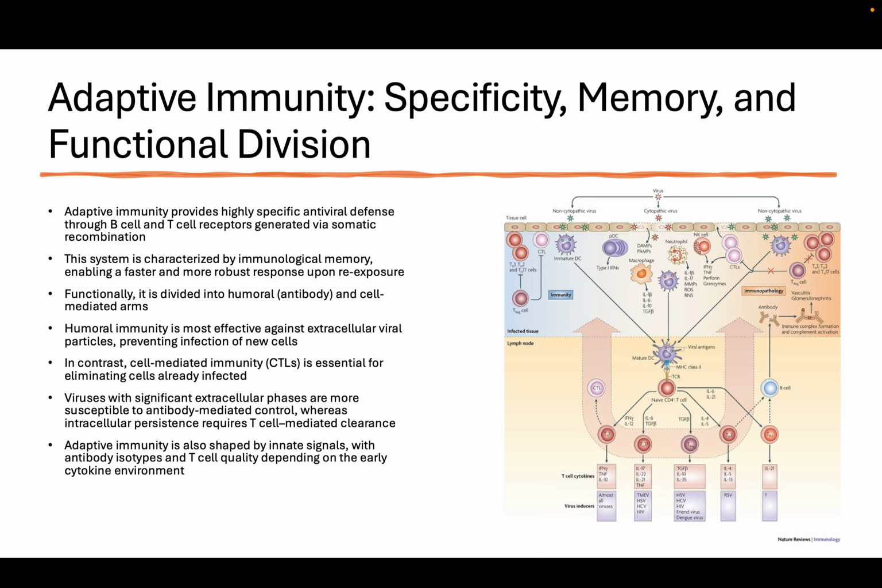We know that our adaptive immune system is divided into your T cells, which are your cell-mediated arm, and the humoral response, which is more your antibody, your B cell response. Focusing on the T cells, your cell-mediated immunity, your CTLs, your cytotoxic T cells, are extremely important in eliminating cells that are already infected.